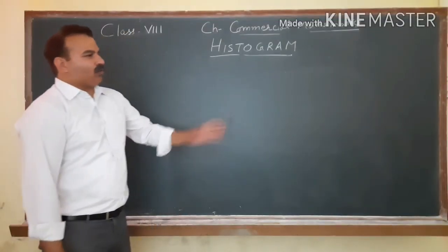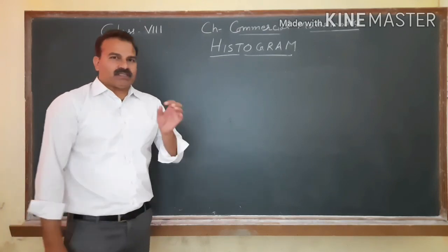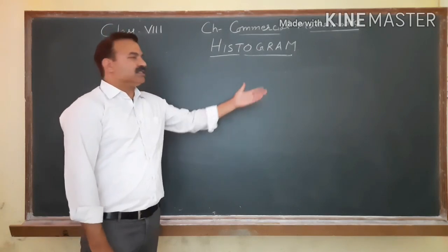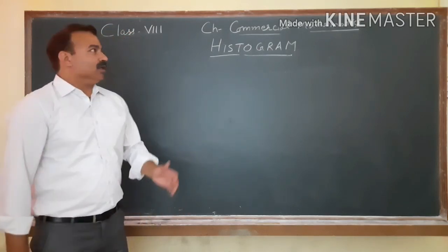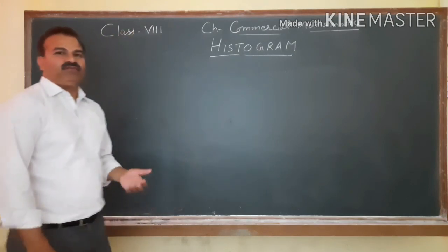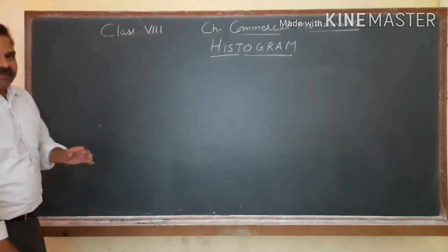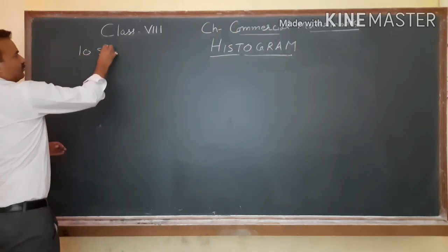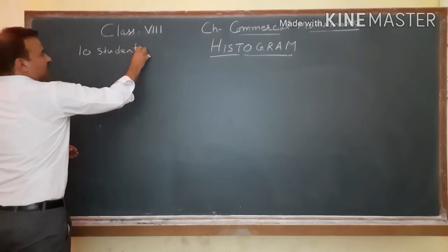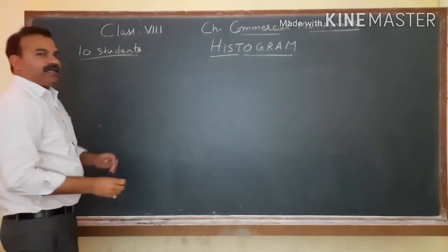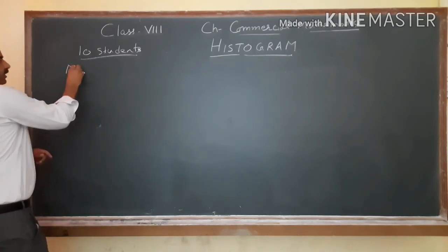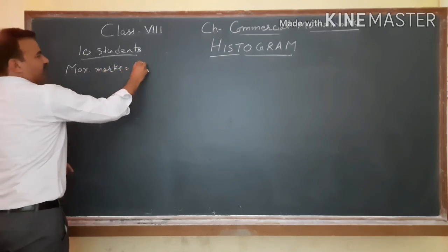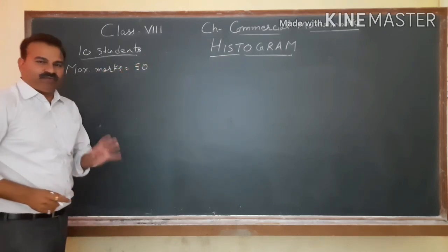To make you understand how to draw the histogram, I am giving you one small example which contains all the basic concepts regarding this, all the key points, how to draw the histogram and what are the terms which we can find out. For that, I am considering that there is a class of 10 students. There are only 10 students in a class, and a test is conducted in the class. The maximum marks are 50. It means the test is of 50 marks.